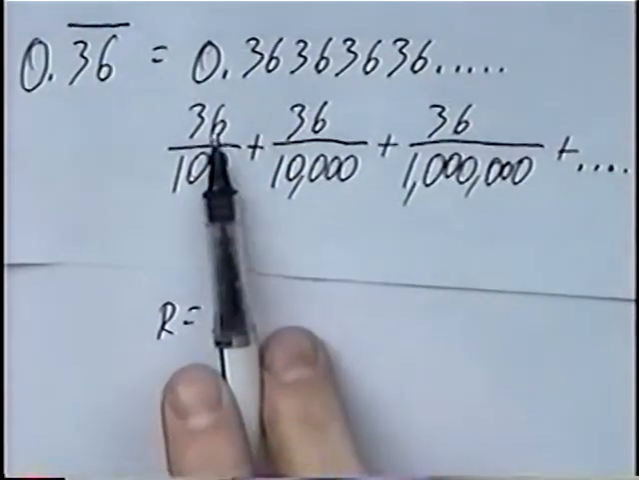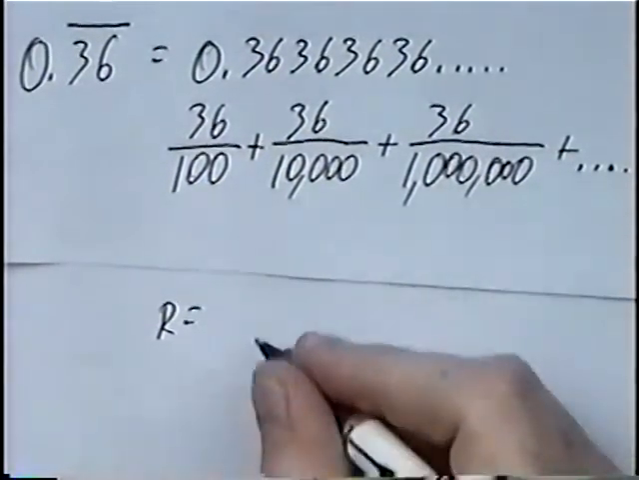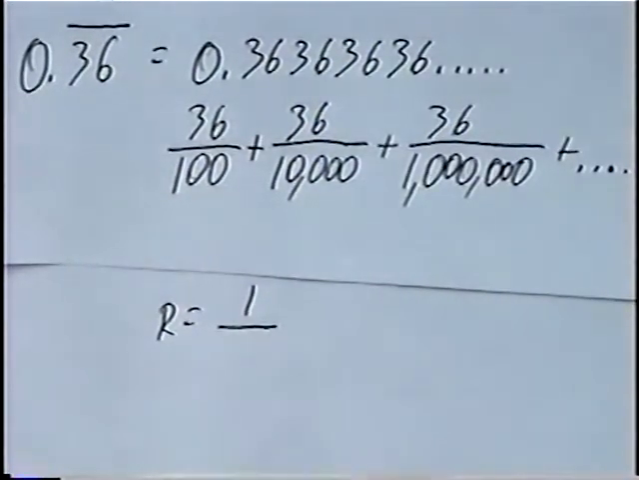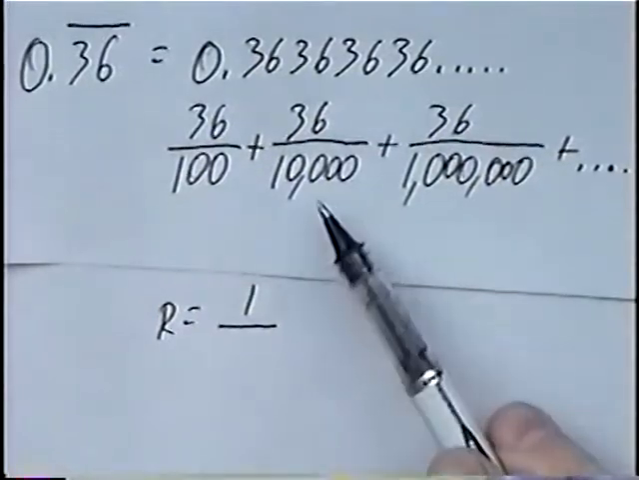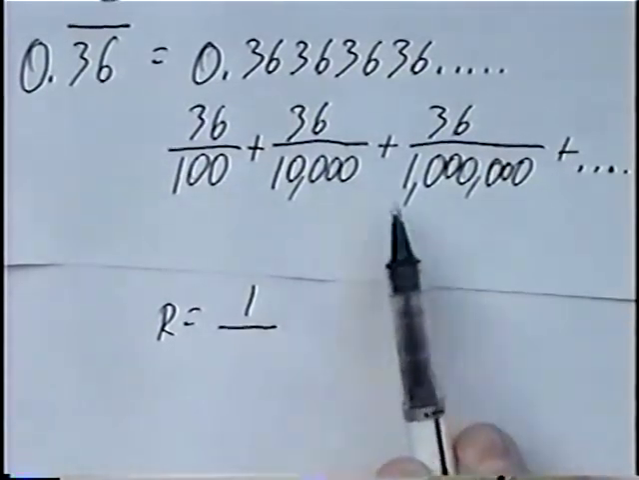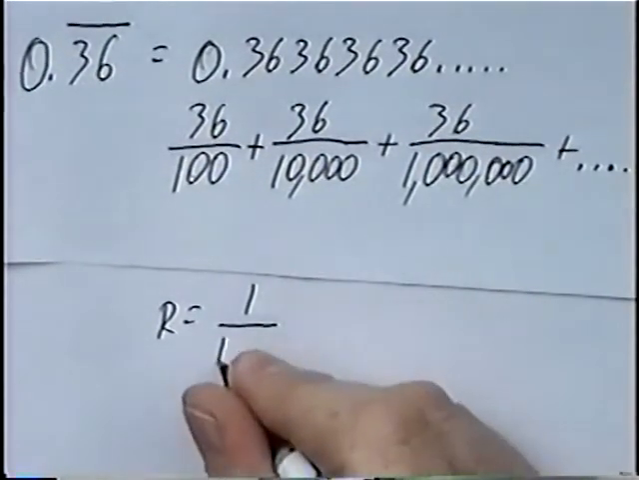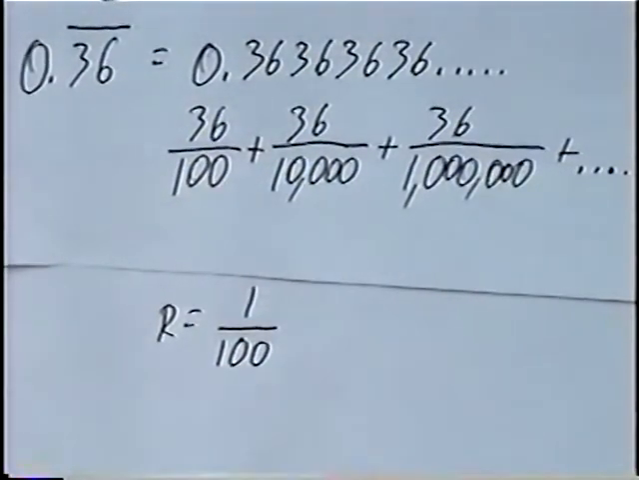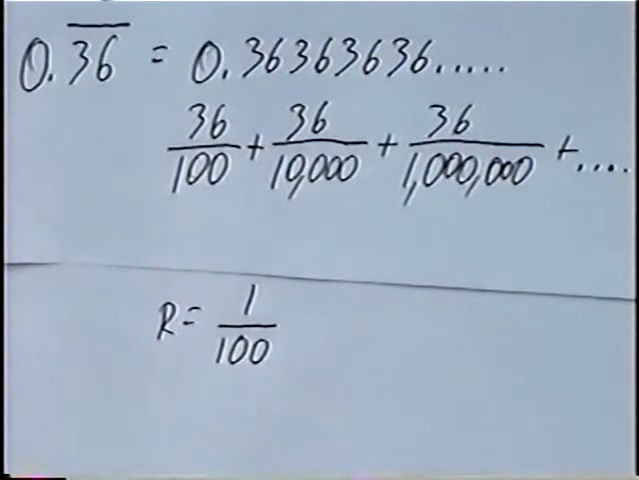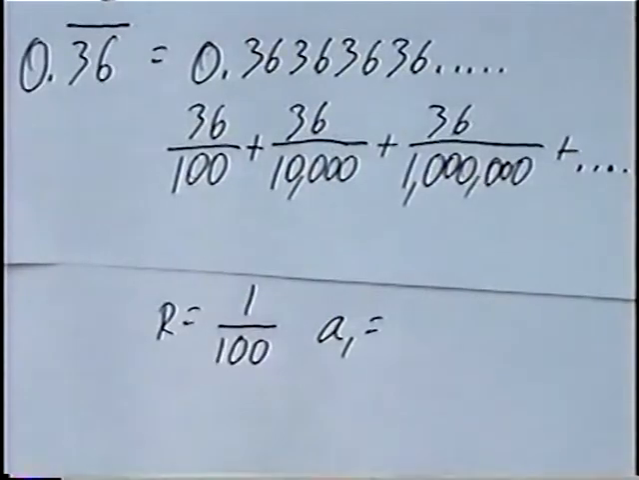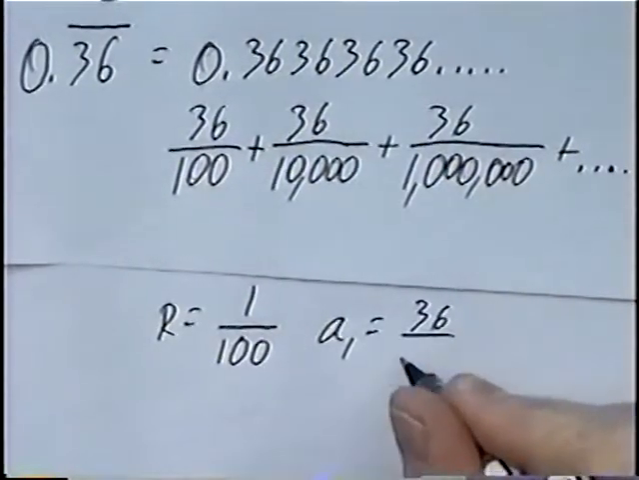Again, looking at the fractions, the 36 will stay the same for each fraction. So that means we're multiplying the numerator by 1. The denominator, we go from 100 to 10,000 to 1 million. If you look at the zeros that are added on, we're adding on 2 zeros each time. If we're adding on 2 zeros, that means we're multiplying by 100. So the rate for the sequence is 1 over 100. And A1, again, the first term, the first fraction, is 36 over 100.